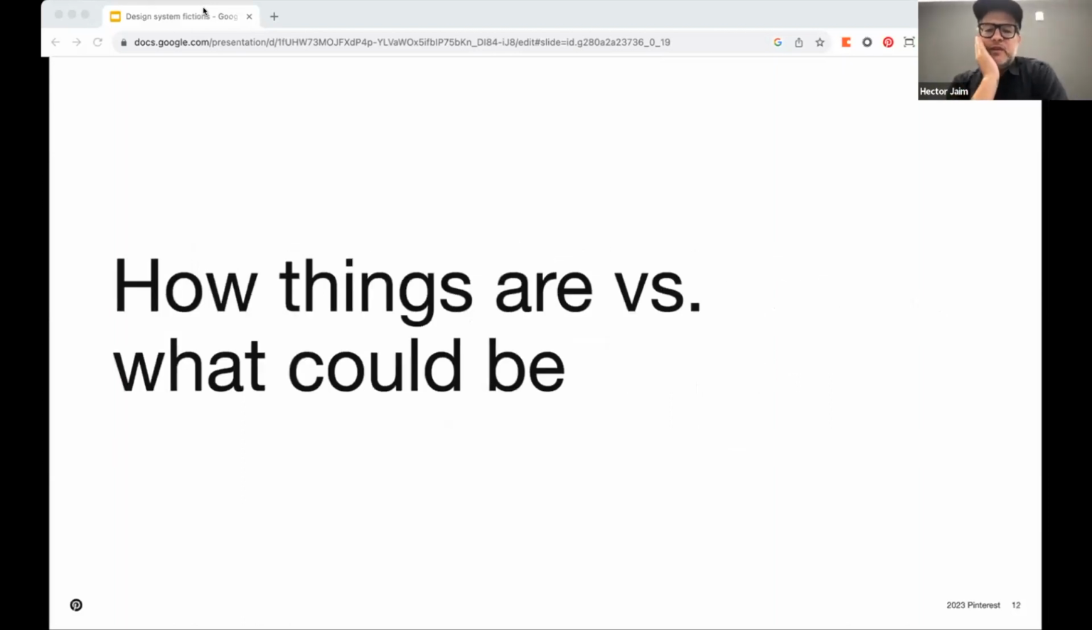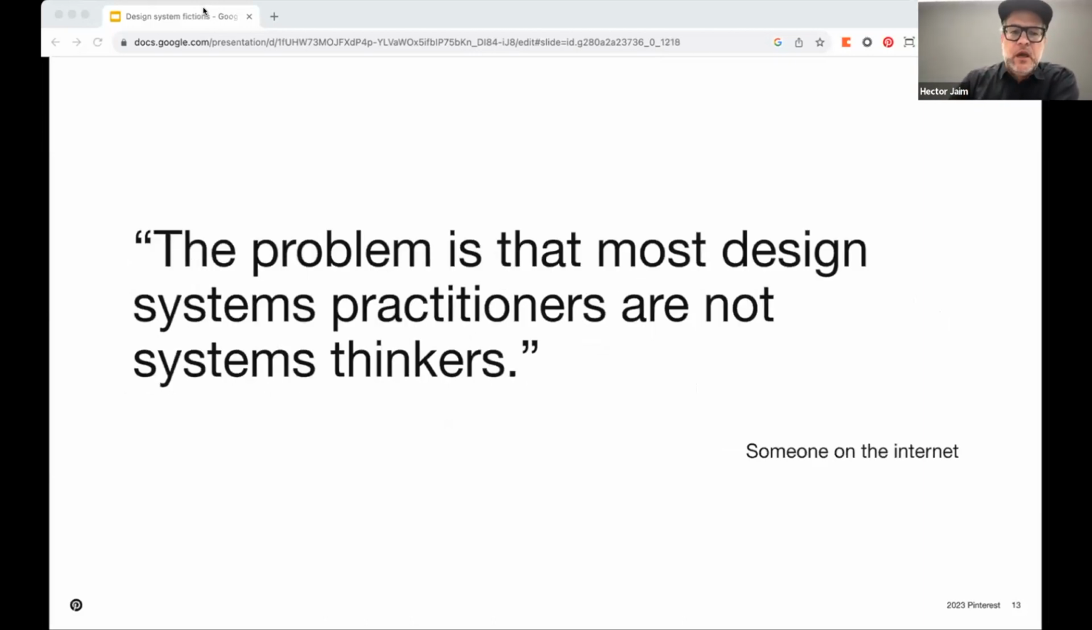This statement really just talks about how things currently are versus how things could be. So we want to know about how things could be. The second thing, and something that I'm going to attribute to Erica Hull, but now I can't find the quote, so I don't want to misquote her, but it's something that I read, and it's a very curious quote, right? The problem is that most design systems practitioners are not systems thinkers. And it's kind of interesting because I think we all do consider ourselves to be the systems thinkers in product orgs, but really systems thinking is a much bigger thing, right?